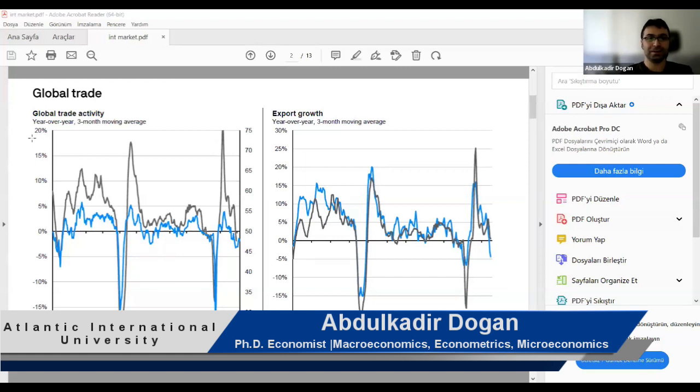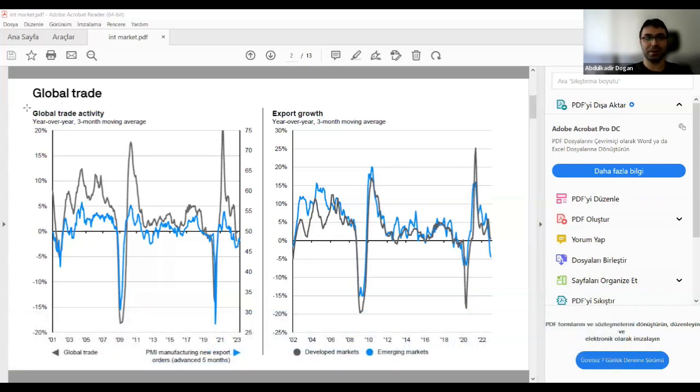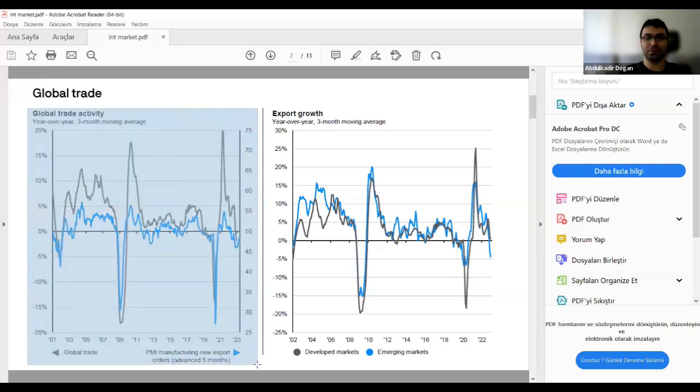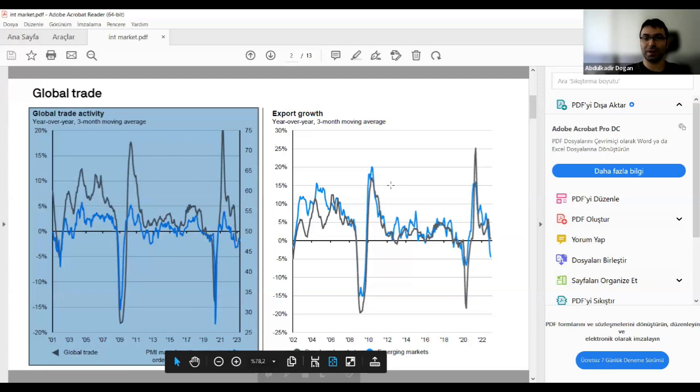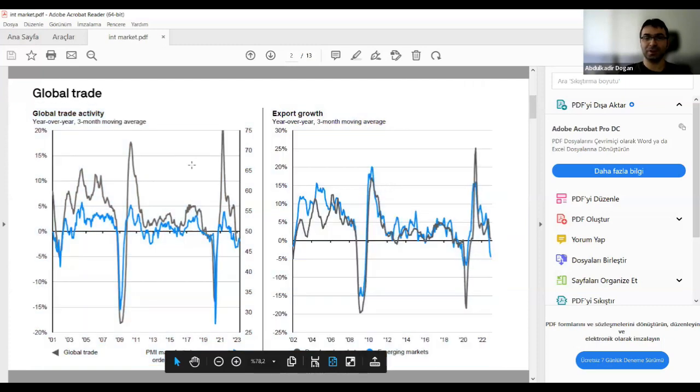Actually, on the left-hand side, you will see, when you follow the chapters and slides, I'm generally starting from the left-hand side and continuing with the right-hand side, and I'm mentioning the dynamics on the graphs. This is the global trade year-over-year growth, as you see, and it is the 3-month moving average percentage changes.